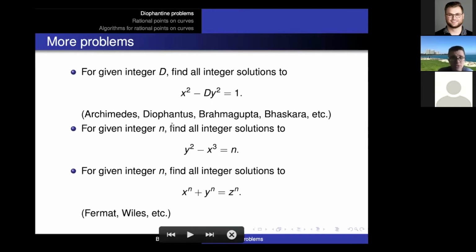The second problem says fix an integer n, find all integer solutions, say, to this equation. And I believe this equation is also kind of classically named after someone from a few centuries ago, but I can't remember who. The third problem, of course, says, again, you fix an integer n and you ask for all solutions to x to the n plus y to the n equals z to the n.